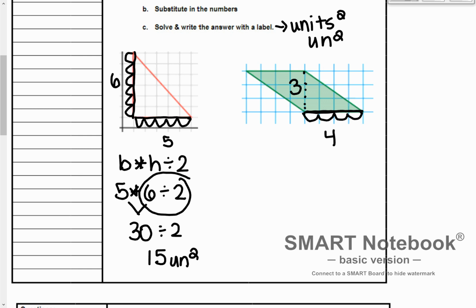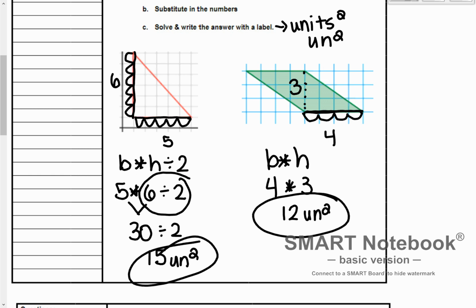Okay, hopefully that's making sense. So now we have a parallelogram, so it would just be base times height. Base is 4. Oops. Height is 3. 4 times 3 is 12. Then units squared.